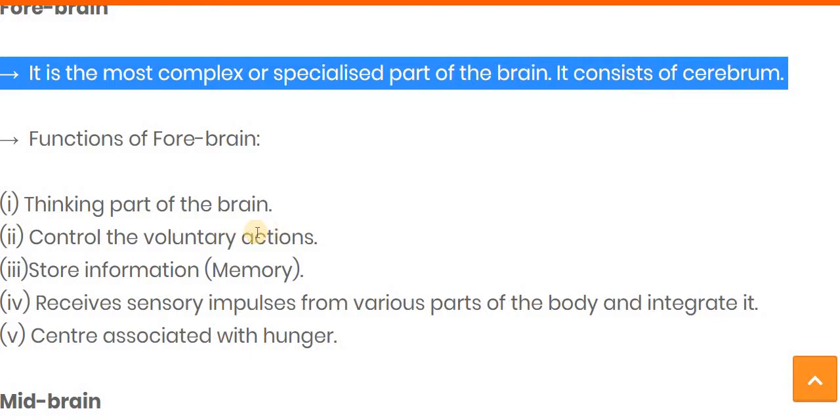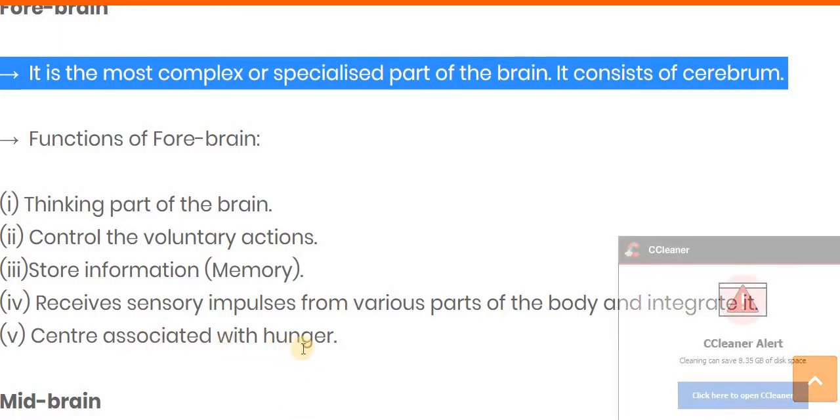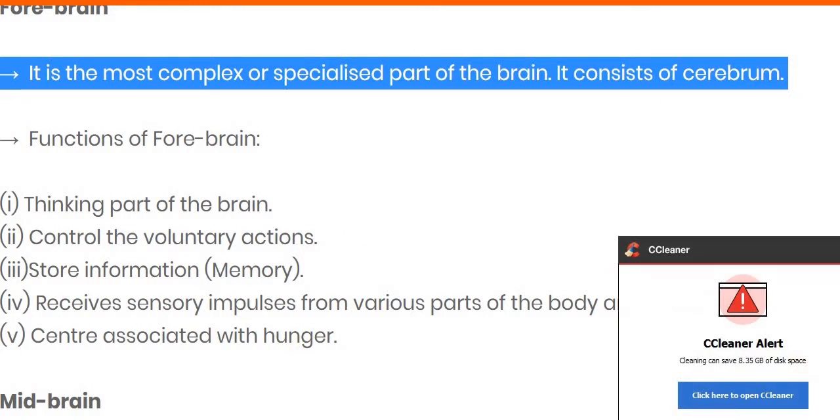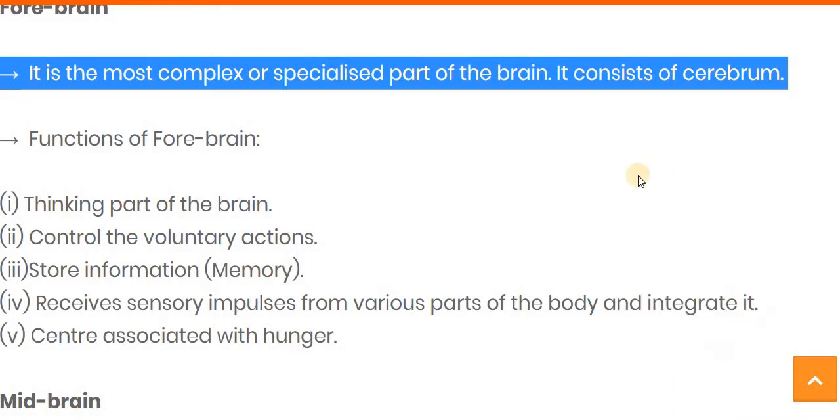Voluntary action means the action which is under our own control, done by the muscles, so we can control it, so that comes under voluntary action. It stores information, meaning it possesses memory cells which store the information. It also receives sensory impulses from the various parts of the body and integrates them, and it has the center associated with hunger. In this forebrain, you also write down the different lobes as well.